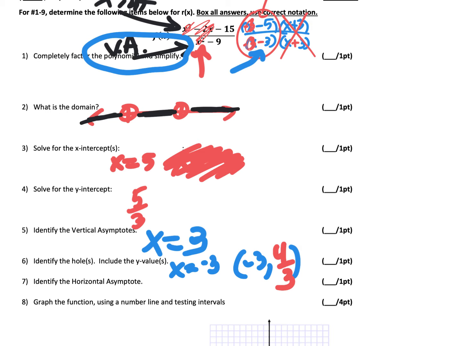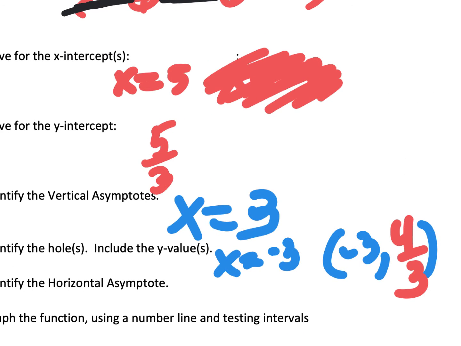That would be marked wrong. Why? Yeah, the Y-intercept is where X equals 0. 0 comma 5/3 would be marked right.